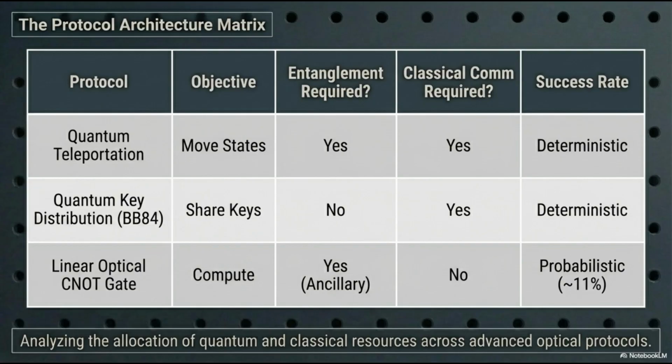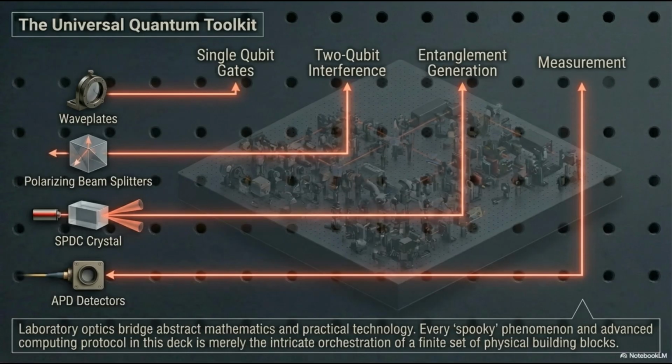This comparison table is a useful design reference for understanding the resource requirements and architectural constraints of different quantum information tasks. It makes clear that entanglement and classical communication are both expensive resources, whose careful combination unlocks the most powerful deterministic quantum capabilities. This final slide synthesizes the entire presentation by showing how just 4 core optical components serve as universal building blocks, sufficient to realize all the quantum phenomena and protocols discussed throughout this deck.